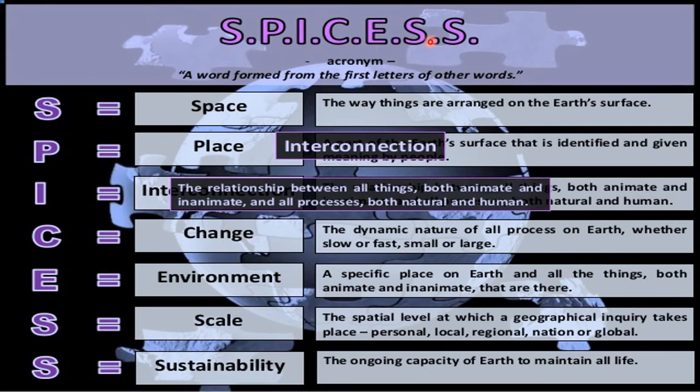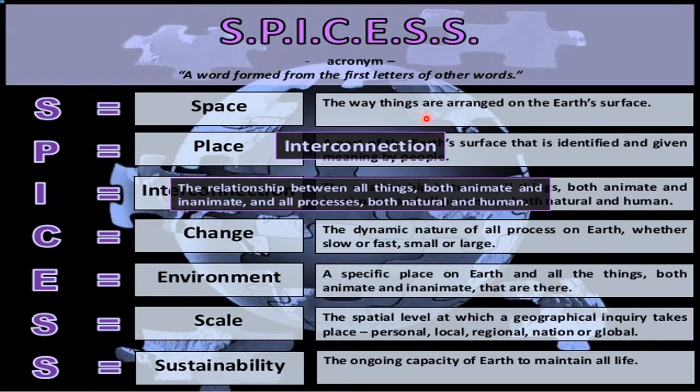SPICES. This word looks like spices, but this is an acronym, a word formed from the first letters of the words. The first S means space, P means place, I means interconnection, C means change, E means environment, S means scale, and the last S means sustainability. Space is the first concept of geography, according to this arrangement.